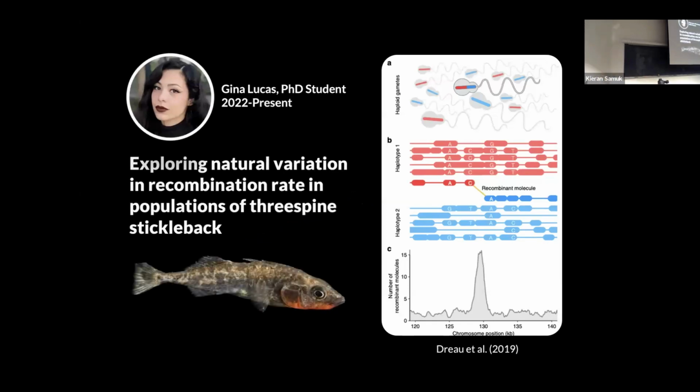I'll just give a quick vignette on each of my students' current work. My student Gina is working, among other things, on exploring natural variation of recombination rate in populations of stickleback. We're extending this approach we used in the flies to stickleback, and specifically making use of sperm sequencing technology to save our sanity from doing all those crosses we had to do with the flies.